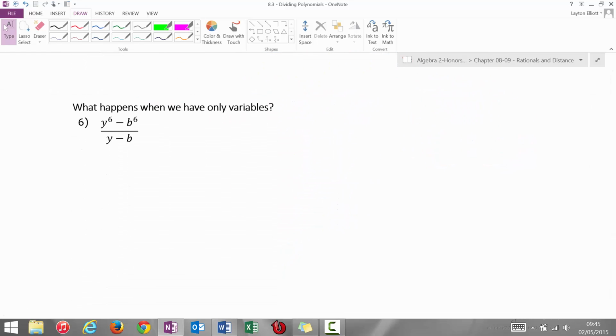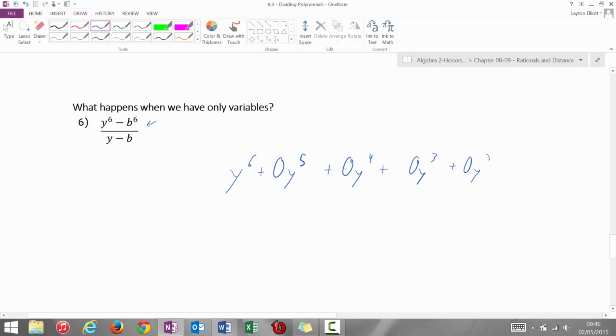Moving on to the next one, what happens when we have only variables? You're going to see this happen. There's no numbers here except for the 6th power. But that's okay. I've got to stick my 0 terms in, so I'm going to go y to the 6th plus 0y to the 5th plus 0y to the 4th plus 0y to the 3rd plus 0y squared plus 0y, and then plus b to the 6th.